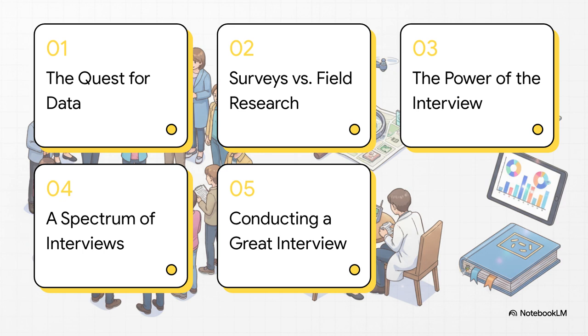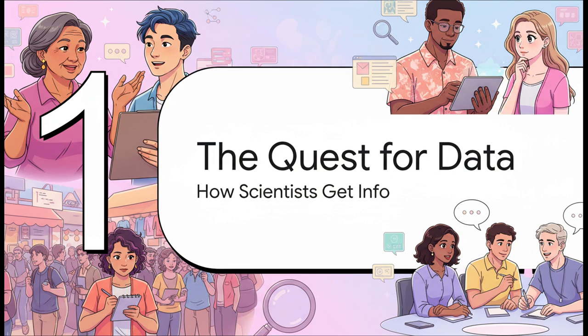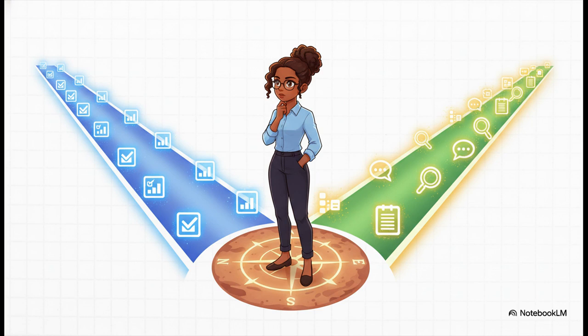Let's do this. At its heart, social science is really just about understanding us, people, our behavior, our societies, our cultures. But you can't just guess about that stuff. To study people properly, researchers need a solid, structured way to gather information. And it all boils down to this one fundamental question.